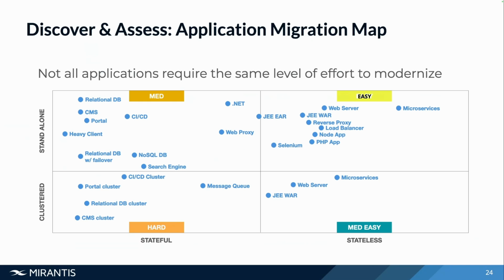We also have experience with which applications are hard, which are easy, which are mildly easy, and which are medium in terms of complexity. So you have that map, right? Basically, you will see that microservices which are stateless are the easiest to migrate, but relational databases or message queues are more difficult to migrate.